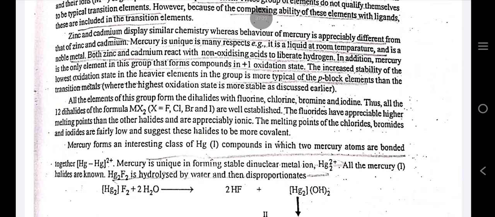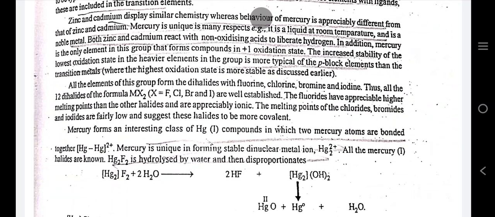Zinc and cadmium display similar chemistry, whereas the behavior of mercury is appreciably different from that of zinc and cadmium. Mercury is unique in many respects. For example, it is a liquid at room temperature and is a noble metal. Both zinc and cadmium react with non-oxidizing acids to liberate hydrogen. In addition, mercury is the only element in this group that forms compounds in the +1 oxidation state.